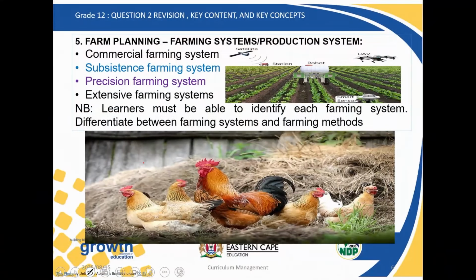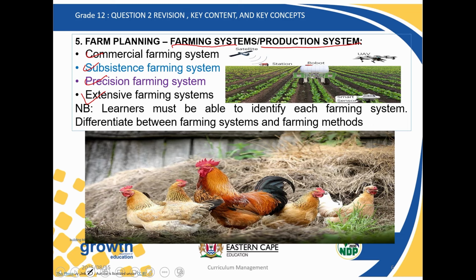Let's look at this one again. Farm planning. Here, what is critical is the farming system, also called the production system. Now, if you look at this one here, you have your commercial farming system, subsistence farming system, the precision farming system, as well as your extensive farming systems.